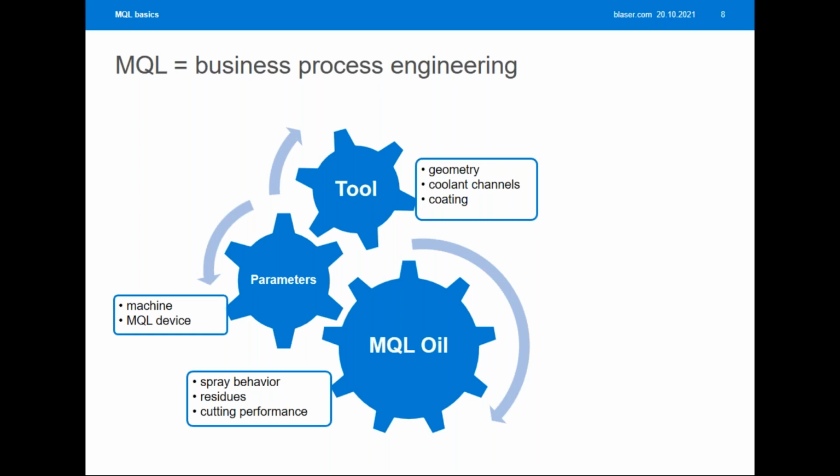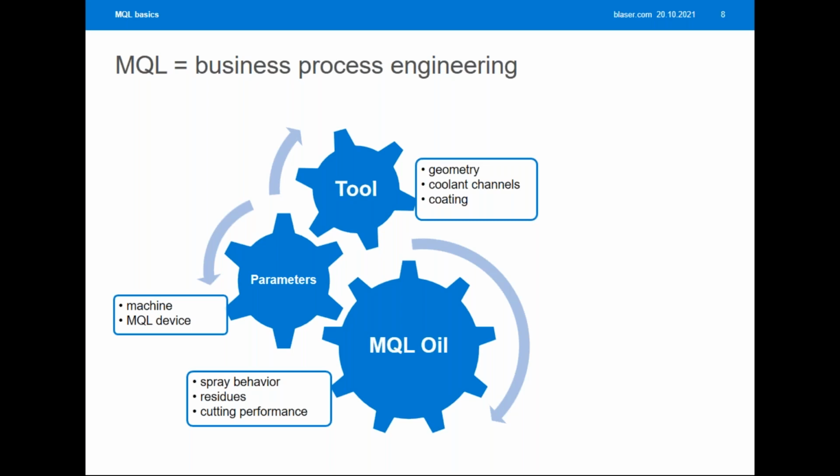So the tool, for example, cooling construction is very essential. What geometry you have, what coatings are used. But the aerosol, the cooling channels, the aerosol transport can be really a key issue. So this can kill a whole process if the cooling channels are not constructed in the right way, and the machine defines what parameters can be used.